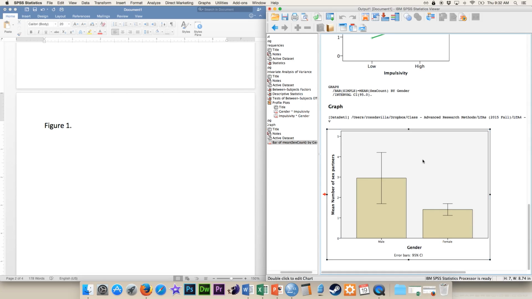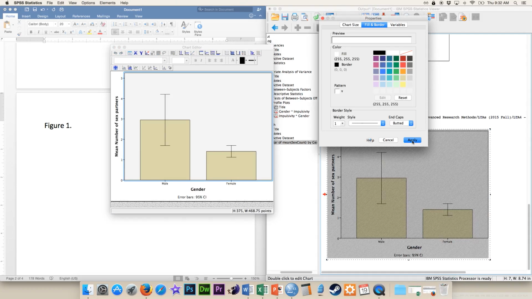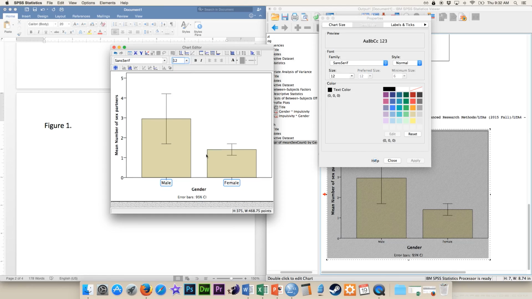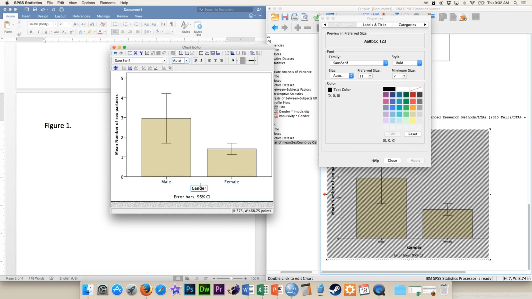Now again, you might want to change just a couple of things about this. Really for this one, just change the background and then make sure all the text is a nice good 12-point font. Mean number of sex partners, that's actually fine, that makes sense. So we can keep that the same. And you can also keep where it says error bar set at 95% confidence, that's fine. But just make sure again that it's a big enough font to read, at least a 12-point font or bigger.